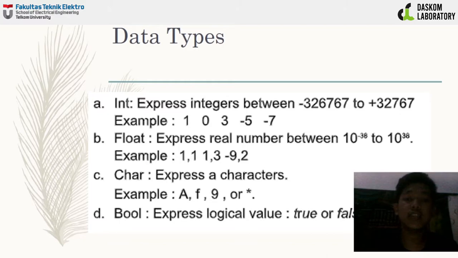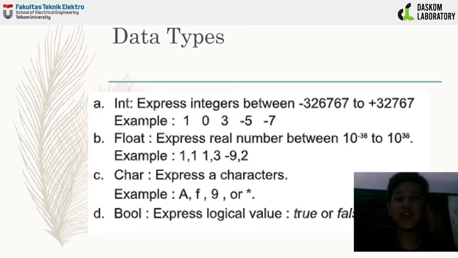So the first is integer, or INT. It expresses integers between negative 32767 to positive 32767. For example, 1, 0, 3, negative 5, negative 7. These are all integers. Simply put, integers are numbers that can be counted, that can show a value by numbers.